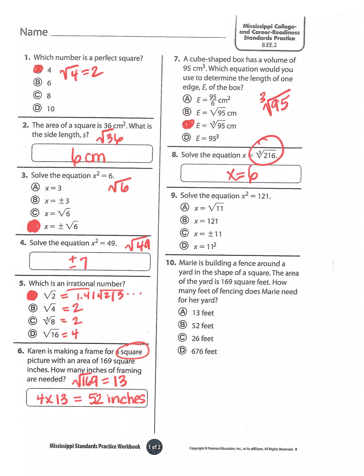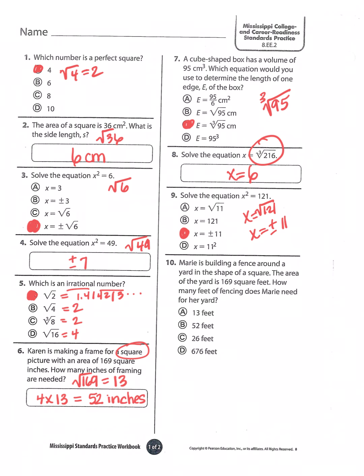Number 9, solve the equation x squared equals 121. So to solve the square, you do the opposite and you square root 121, which would give us the answer positive or negative 11. And you can only do the positive or negative when it's a square root, not a cube root.